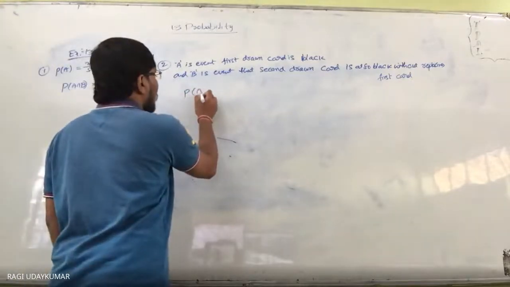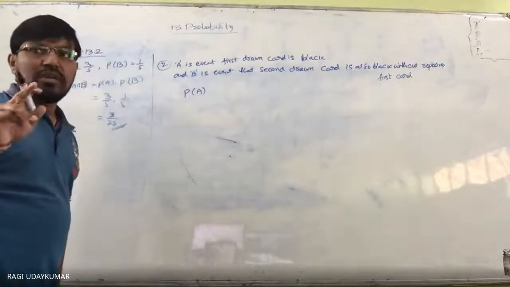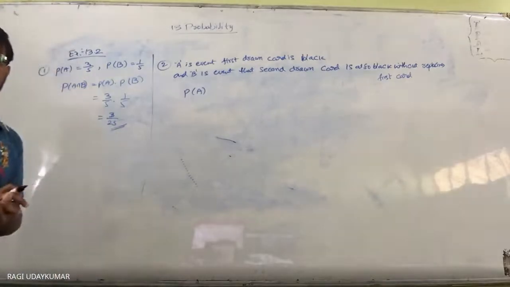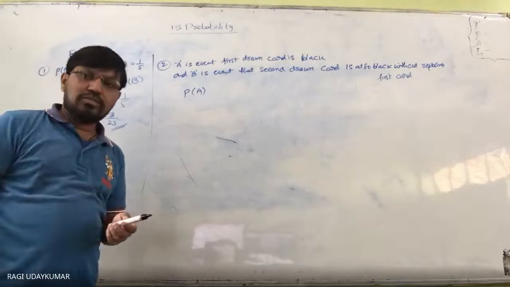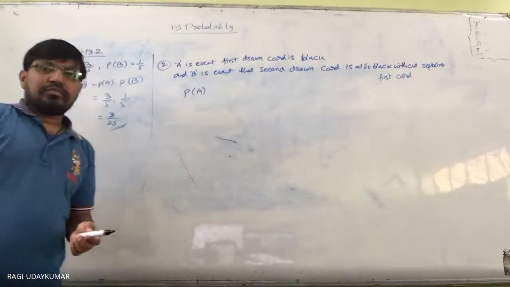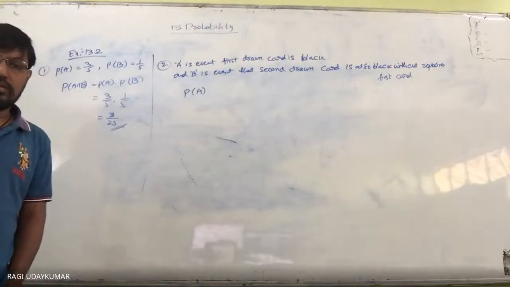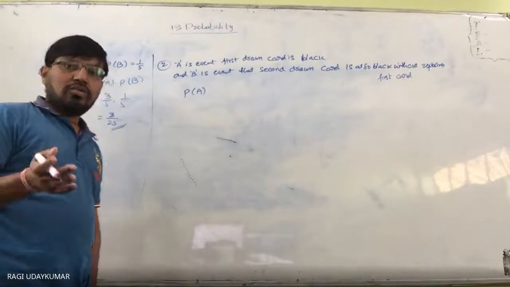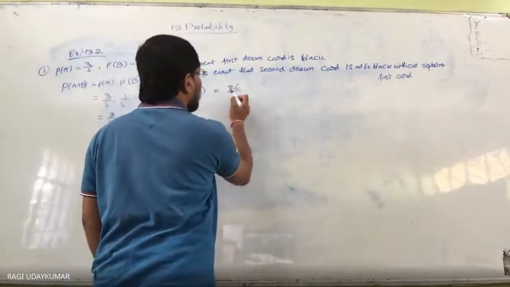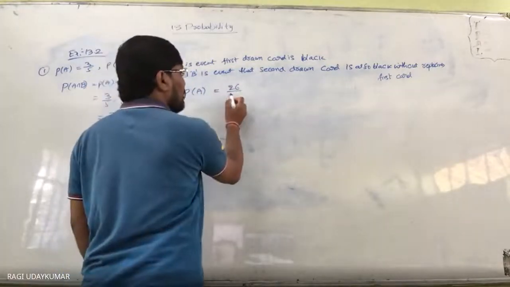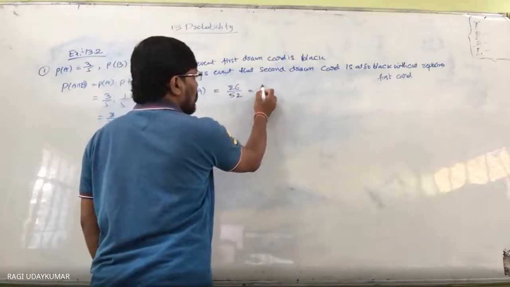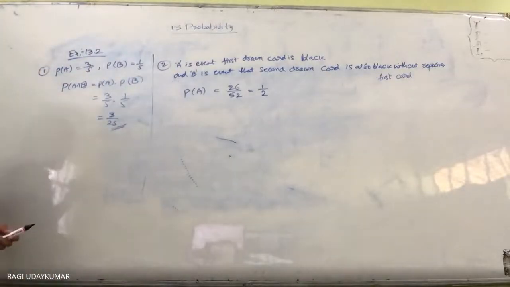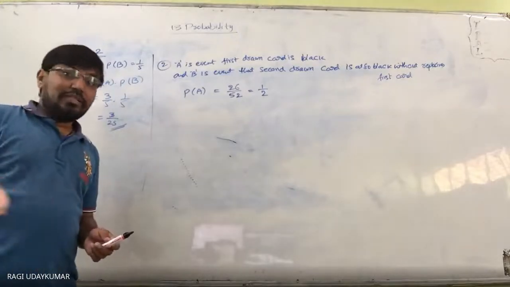So probability of A, first card drawn: out of 52, how many black cards will be there in a deck of cards? 26 black cards will be there. So probability of A is equal to 26 by 52, that is nothing but 1 by 2. That means event A has already occurred and it is not replaced again.